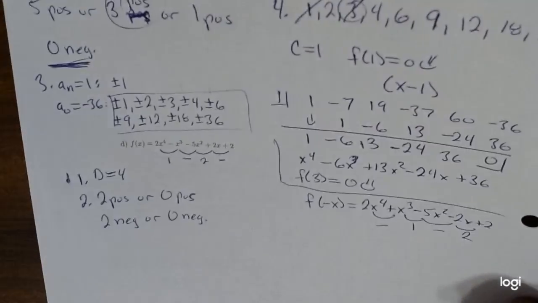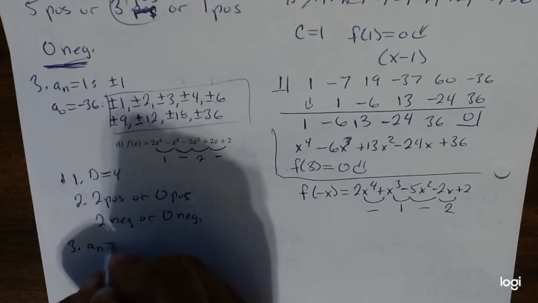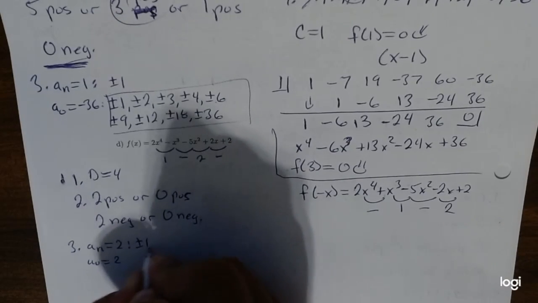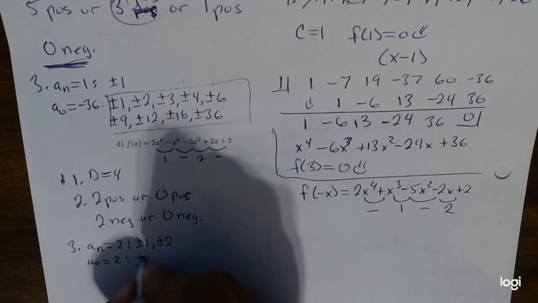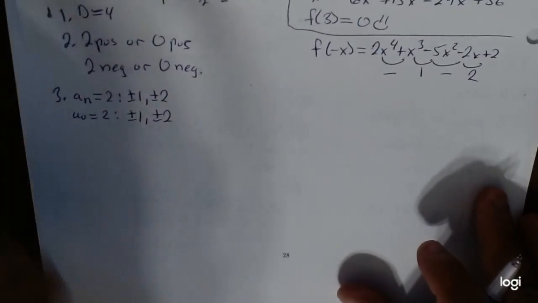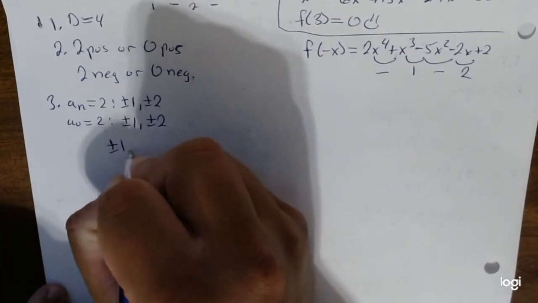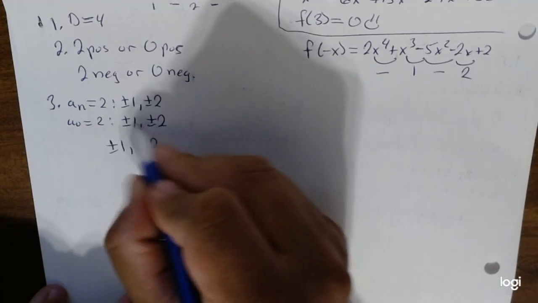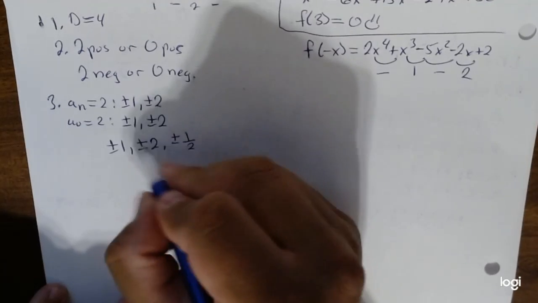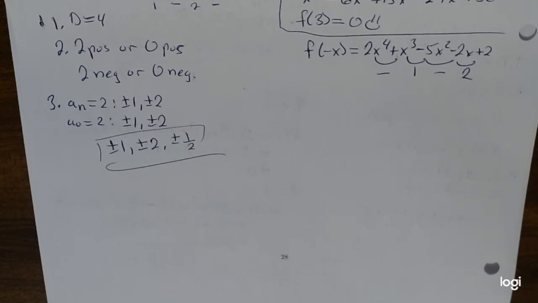Okay. Right? And next step, step 3, a sub n is the same as a sub naught is 2. So plus or minus 1, plus or minus 2, plus or minus 1, plus or minus 2. Okay. All right, so therefore our zeros are going to be plus or minus 1, plus or minus 2, all these divided by that, and then all of those divided by 2. So plus or minus 1/2, and 2 over 2 is 1. So therefore, we have a total of 6 to choose from. Not bad, right? Not too bad to deal with there.